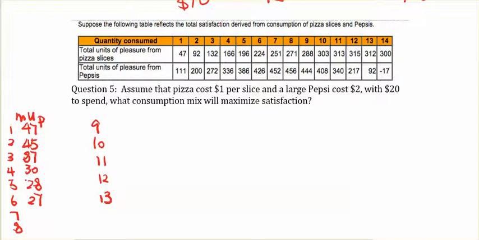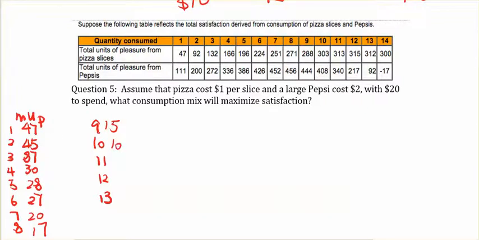So how about the next? We use 271 minus 251, and we get 20. The next, 288 minus 271, and we get 17. The next, 303 minus 288, and we get 15. So you can see the numbers keep decreasing. And the next, 313 minus 303, and we get 10.